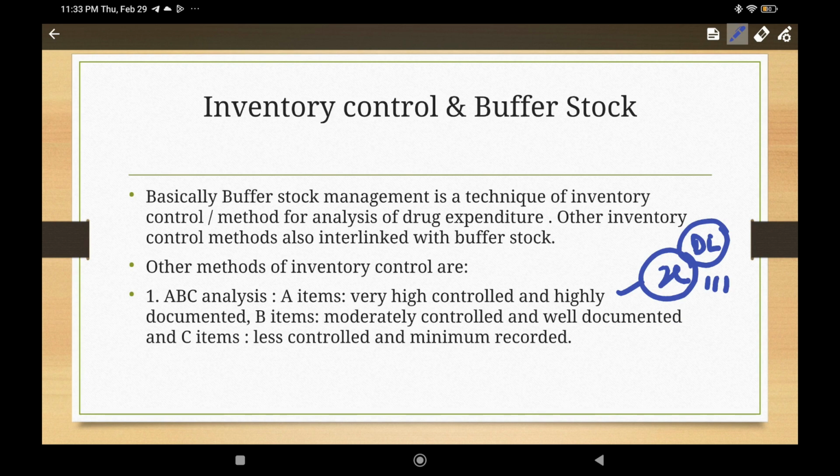Those are very highly controlled and highly documented drugs. B, moderately controlled and well documented drugs. See, some very costly drug. Now that costly drug is also an essential drug, so we have to take care of that particular drug and we will keep it in B items. C is the less controlled and minimum recorded. Less cost, generally used drugs, we do not have to give so much importance like A and B. Like this, analysis also we can do in case of inventory control.